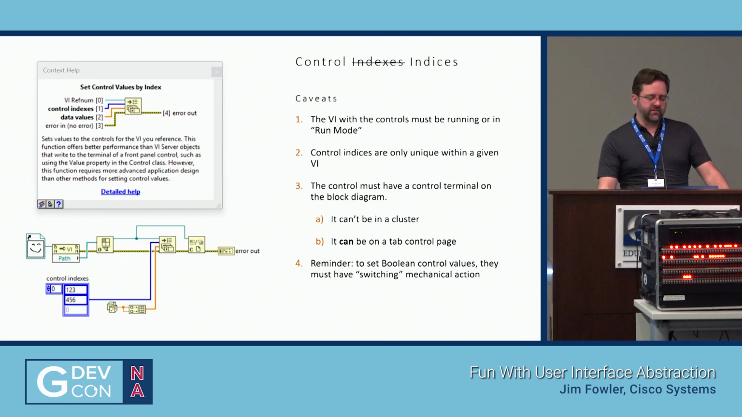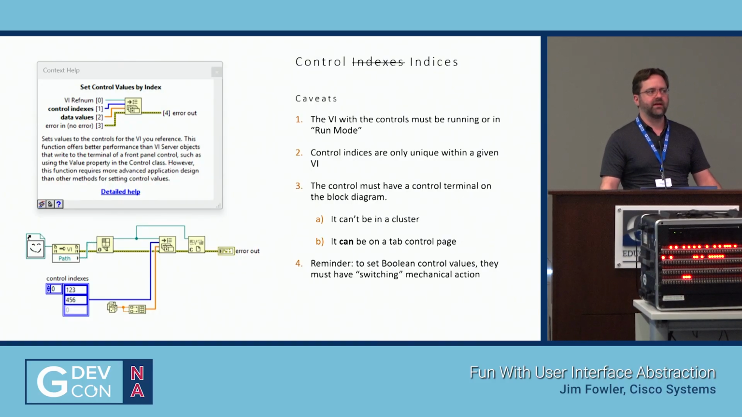So, caveats. The VI with the controls or indicators must be in run mode, or they must be running. Now, I've done them while they're running, and there may be a way to trick VIs into run mode, and I haven't quite figured that out yet. But there might be a use for that. I already said they're only unique within a given VI. The control must have a terminal on the block diagram.